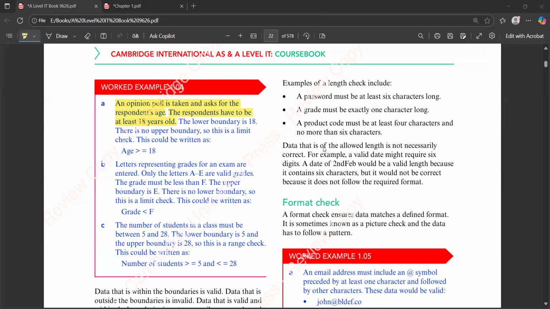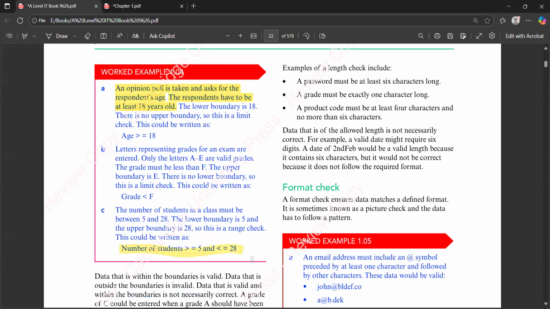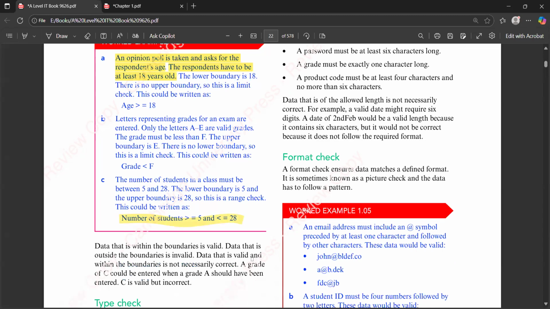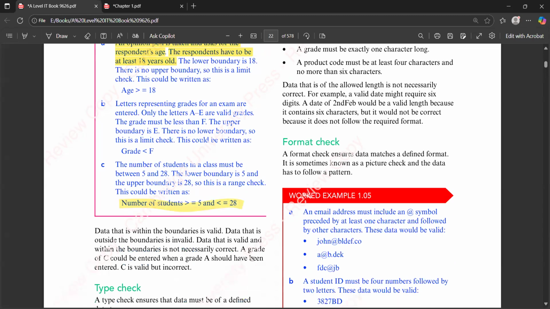Yes. Then we have the third example, which says that the number of students in a class must be between 5 and 28. So in this part, your lower boundary is 5 and your upper boundary is 28. You can write it like this: the number of students should be greater than or equal to 5 and less than or equal to 28. So data that is within the boundaries is valid and data that is outside the boundaries is invalid. But data that is valid and within the boundaries is not necessarily correct, right?